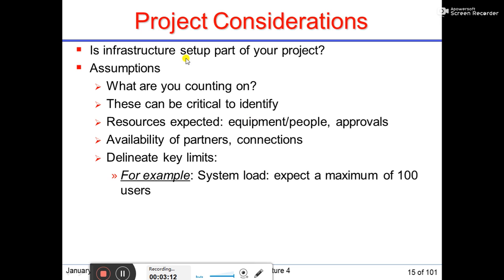We need to consider something in case of any project. Is infrastructure setup part of your project? Do you need to complete the setup of the infrastructure while doing the project, or is it a different part of your project, or completely outside of your project? Assumptions, what you are counting on, can be critical to identify. Resources expected like equipment, people, approvals, to establish the infrastructure for your project.